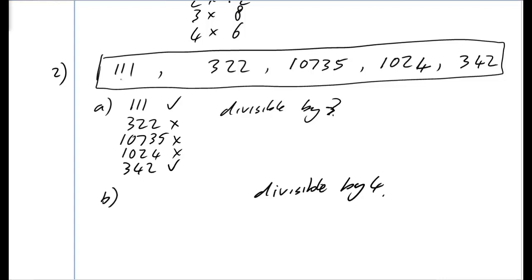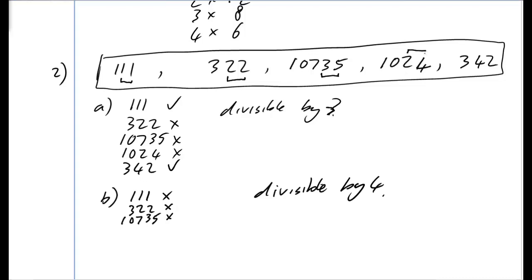I'll do it with these numbers. The last 2 digits there are 11. Is 11 divisible by 4? No, it's not. So that is not divisible by 4. These last 2 digits here, are those last 2 digits divisible by 4? Will 4 go into 22? No. So 322 is not divisible by 4. What about 35? Is 35 divisible by 4? No. So that number there is not divisible by 4.